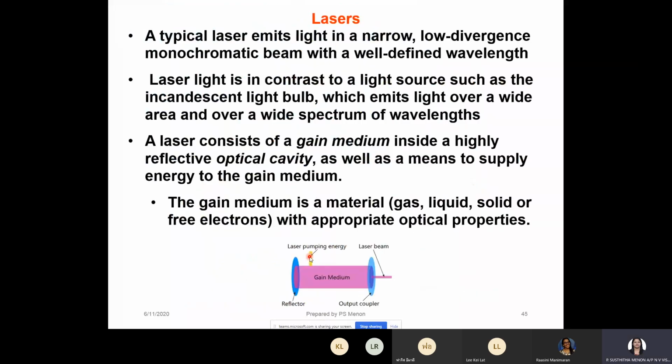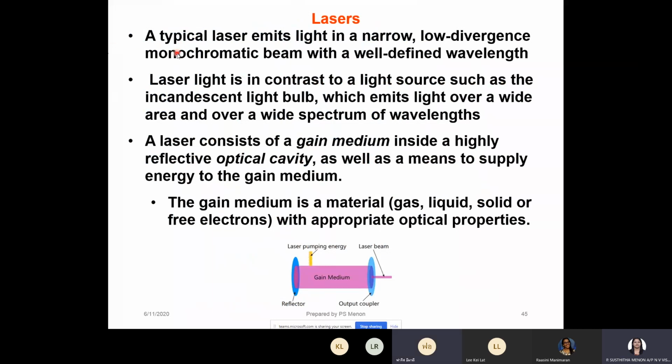Okay, now we move on to lasers. Any questions about LED? All sitting now. No. Okay, so we move on to lasers.